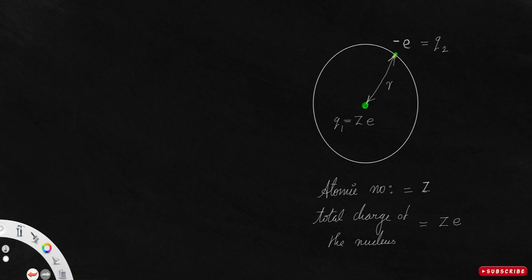And the first point is, for any rotational motion, the centripetal force is the force that drives a particle in circular motion. Which means for circular motion to happen, there should be a centripetal force. Let's take that as Fc equal to the mass of the electron into the square of the velocity of the electron divided by the radius, this length.